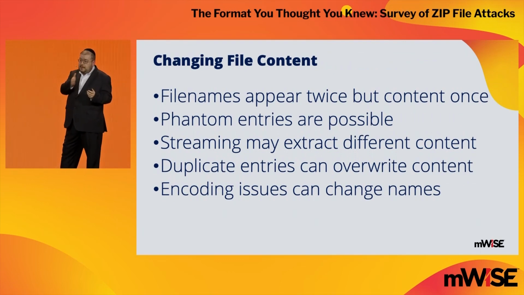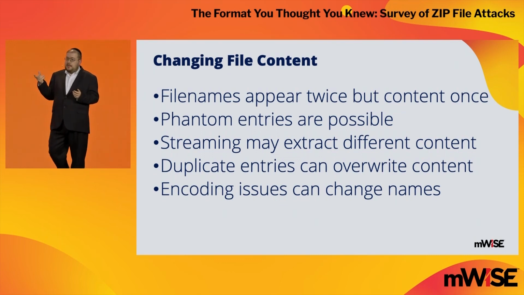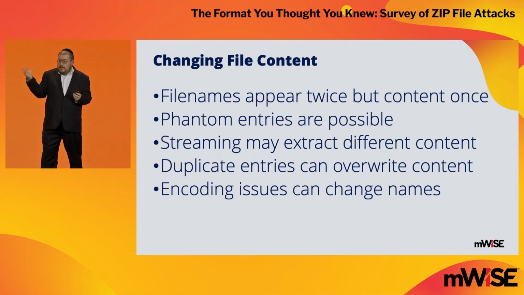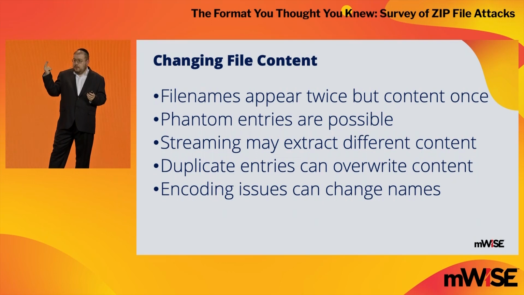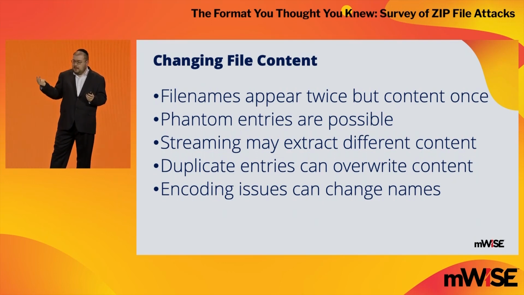And the third way, again, file location, file properties, file content. How do you change file content? You could have phantom entries. A phantom entry is an entry that appears in one of the areas in the zip, but not the other. As a result, depending on how the implementation is extracting, it may be extracted, it may not be extracted. You could have two different entries referring to two different pieces of data. Depending on how you extract it, different content comes out.